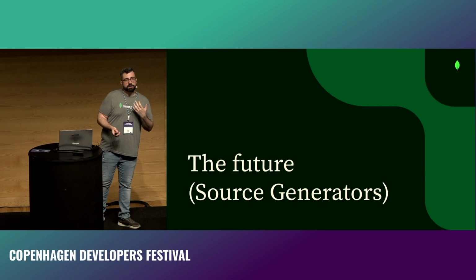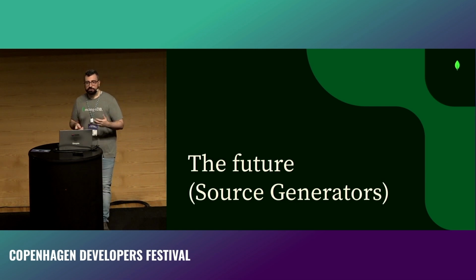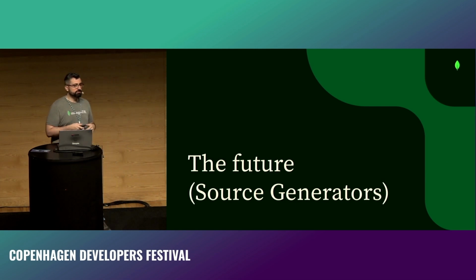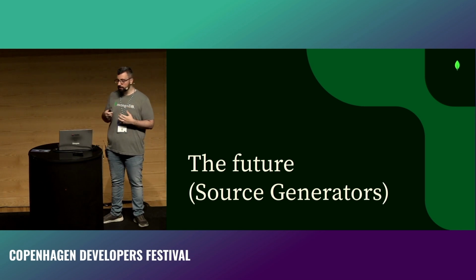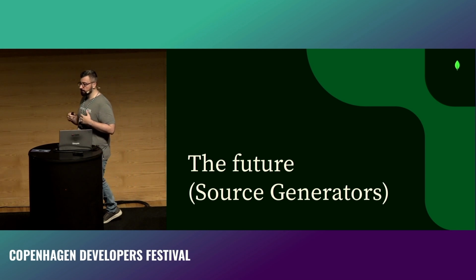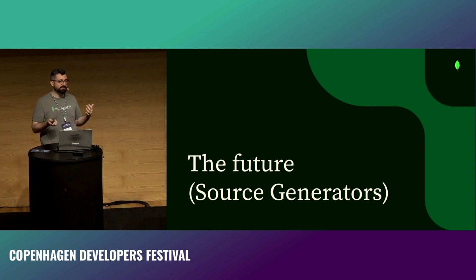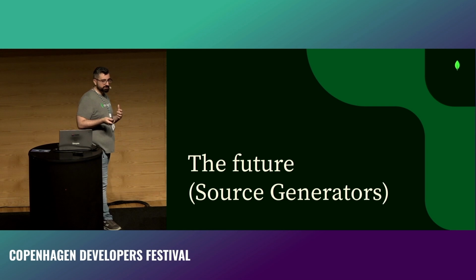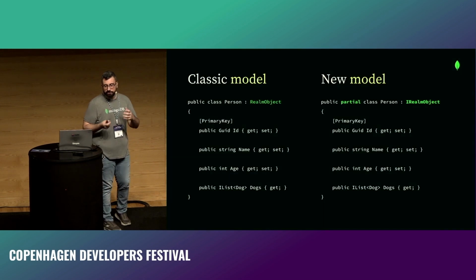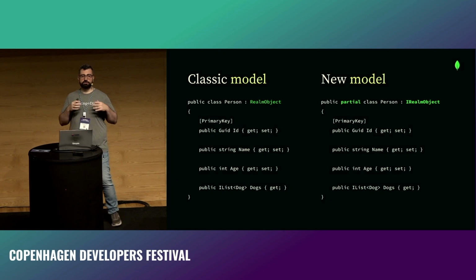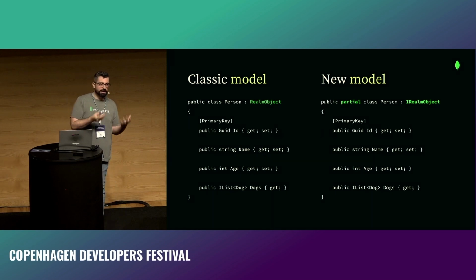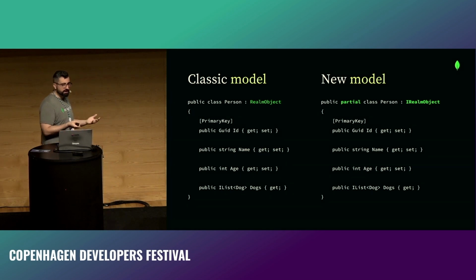Okay, so at a certain point, after .NET 5 came out, there was support for source generators, and we decided to take advantage of them to try to move away from weaving. This was also a time when we decided to slightly modify the model definition. In particular, what you see here on the left is the classic model definition, the one that I've shown you before, where you have your class with the properties, setters and getters, and so on, and then the base class.